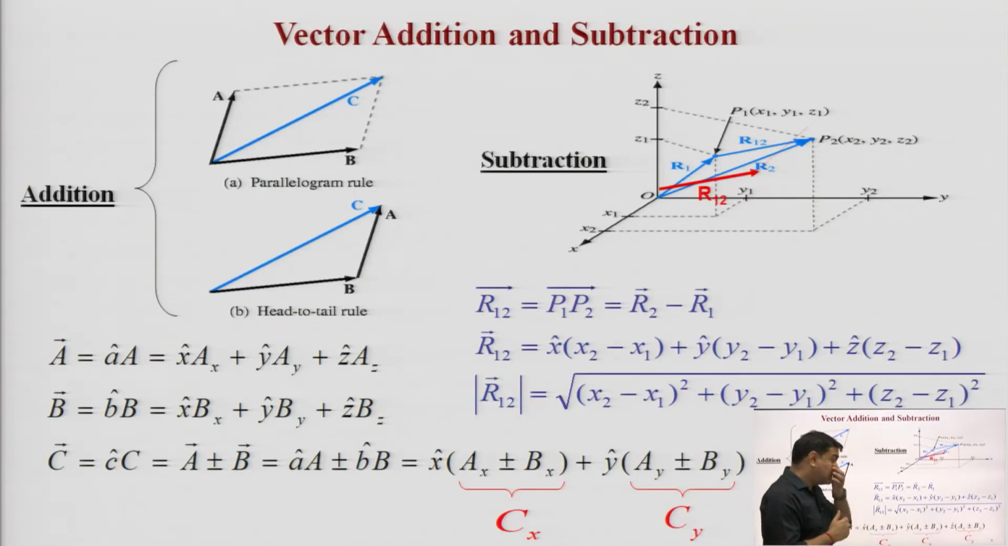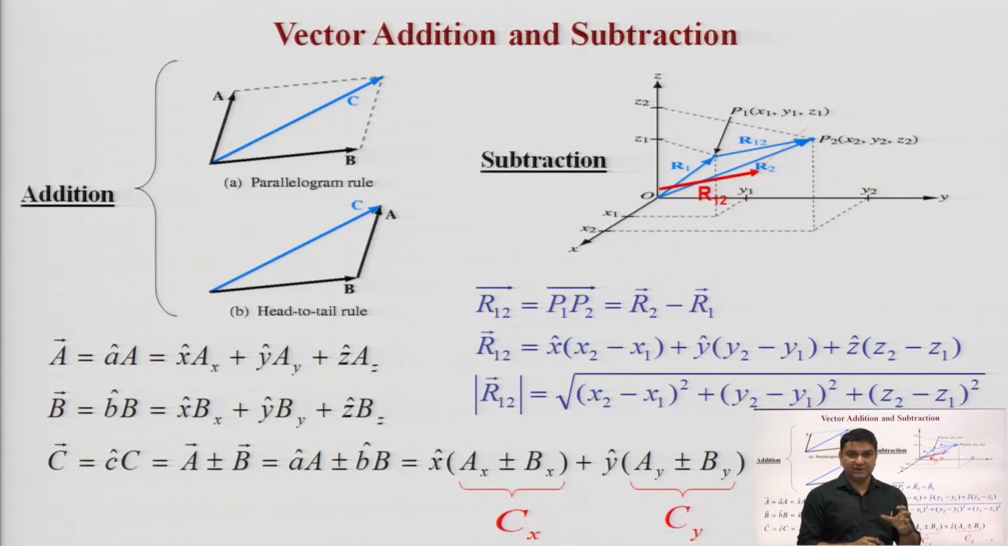Now, the next very important thing is vector addition and vector subtraction. How does this particular phenomenon occur? Vector addition, here in this diagram, we can see that vector addition can be done in 2 ways. The first one is the parallelogram rule and the second one is the head to tail rule. These 2 rules can be used to describe the phenomenon of vector addition.